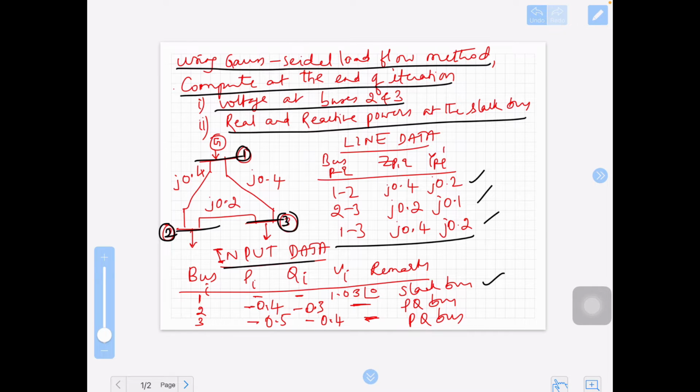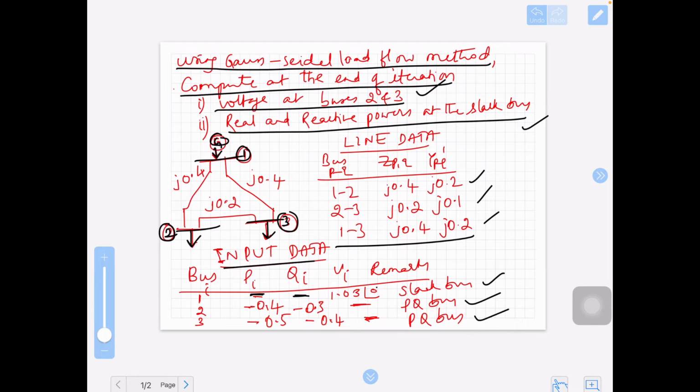Bus 1 is a slack bus, and P and Q are unspecified there, so a dash is put, and the voltage magnitude and angle are given. The second and third buses are both load buses, where only load is connected, while the first bus has a generator. So the second and third buses are PQ buses, with P and Q values given. With these data it is required to find the voltage at buses 2 and 3, and the real and reactive power, which are unknown at the slack bus.